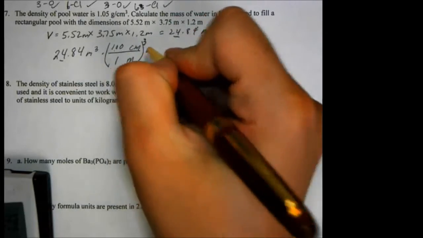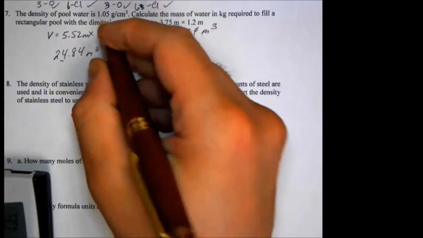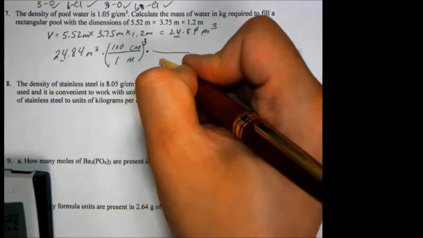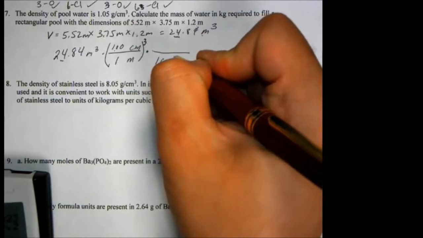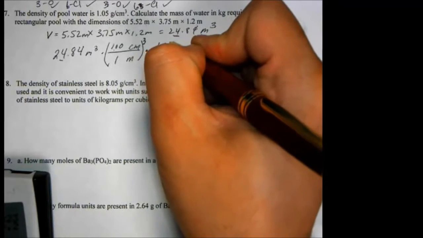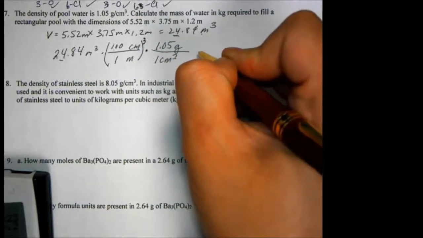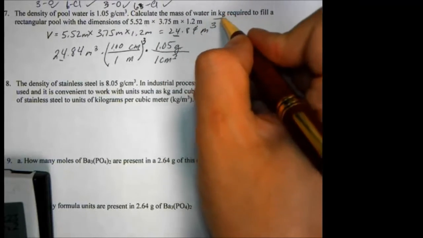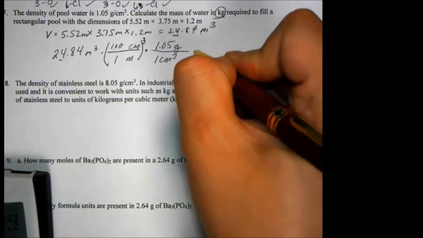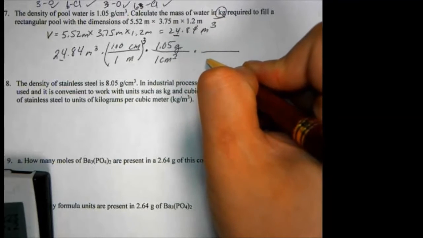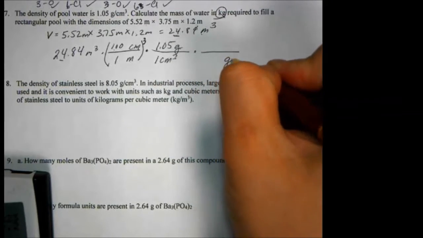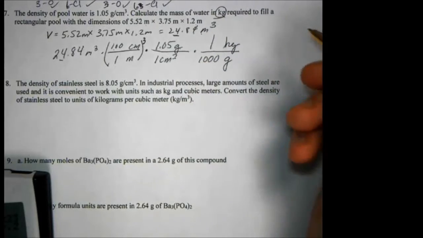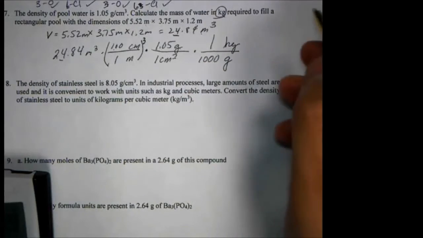Now that I'm in cubic centimeters, I can use my density, which is 1.05 grams per cubic centimeter. So we have to get to cubic centimeters to cancel. So we have 1.05 grams up top, and that should equal the mass of water in grams. Now the question, though, asks for the mass of water in kilograms, so my last step is to convert this to kilograms. So I know that I have to put grams in kilograms, and there are 1,000 grams for every 1 kilogram.